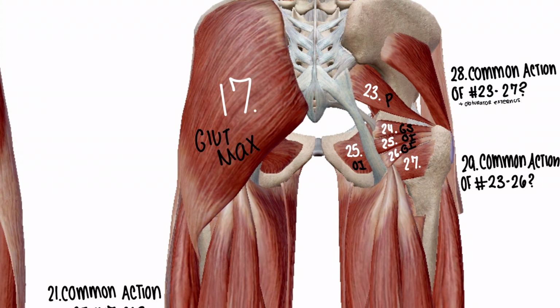26 is going to be gemellus inferior. And 27 is going to be quadratus femoris. Right, so from this view, we cannot see the obturator externus.